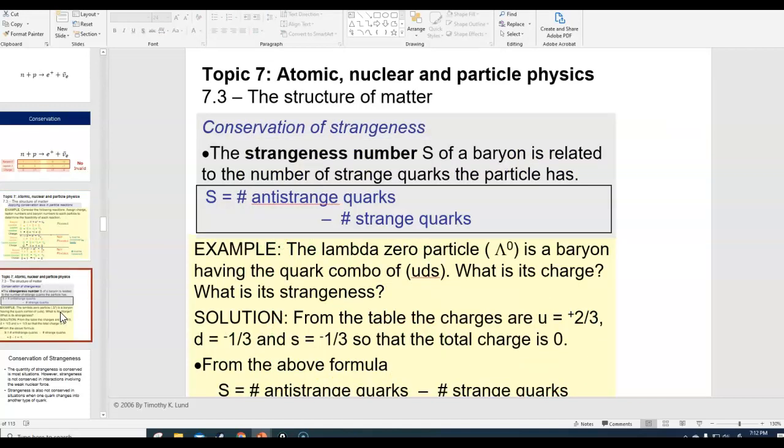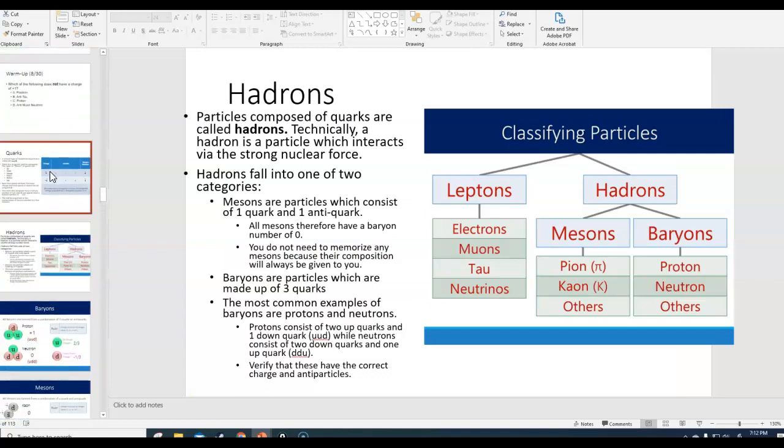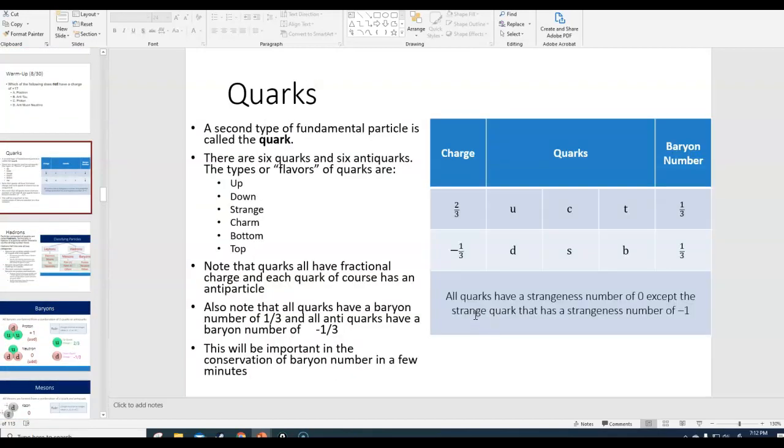Now just really briefly to talk about strangeness number. Let me go back and show you what's on the chart in the data booklet. This is what it says in the data booklet: all quarks have a strangeness number of 0 except the strange quark, which has a strangeness number of -1. And so that means if you had a baryon that was strange, made of three strange quarks, then it would have a baryon number of 1 and a strangeness number of -3.